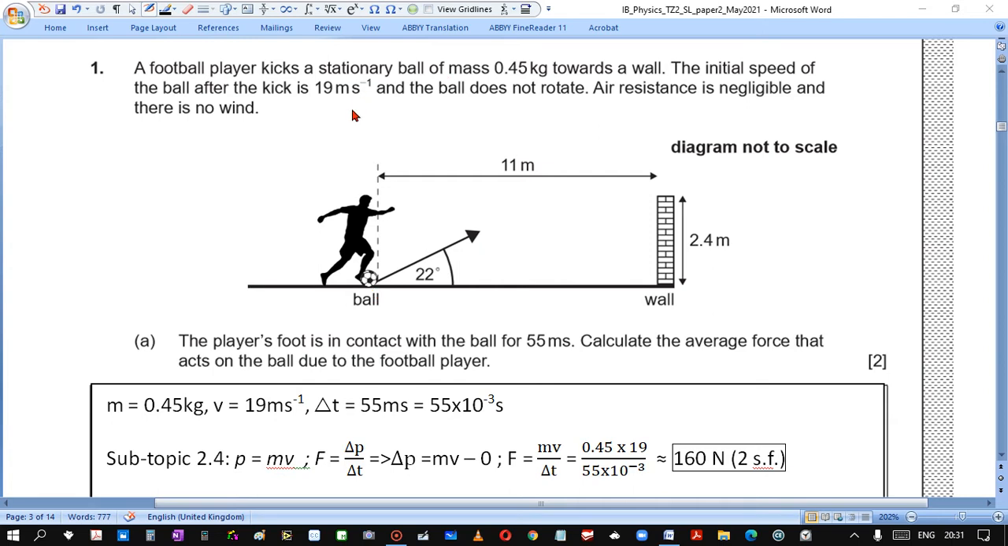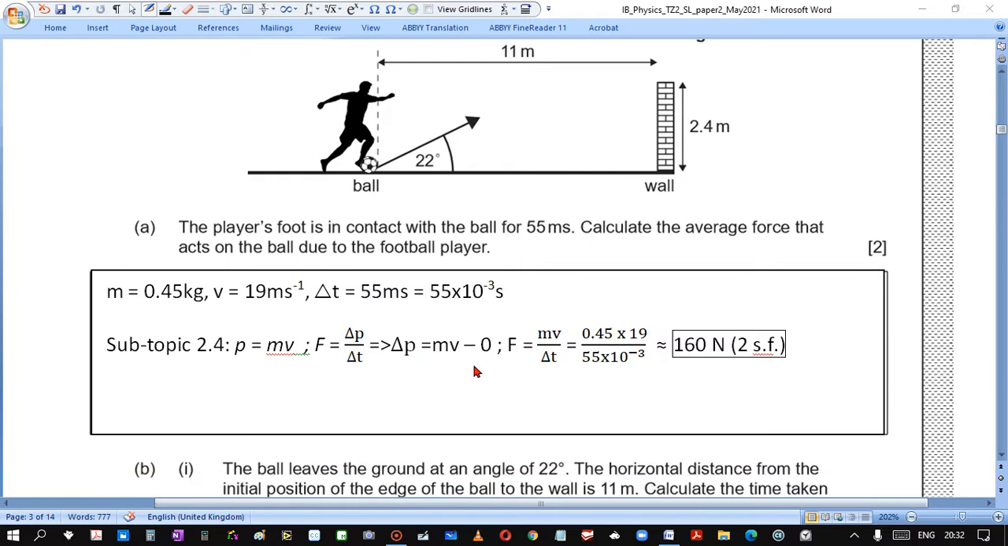the initial speed of the ball after the kick is 19 meters per second. The ball does not rotate. Air resistance is negligible and there is no wind. The player's foot is in contact with the ball for 55 milliseconds. Calculate the average force that acts on the ball due to the football player.